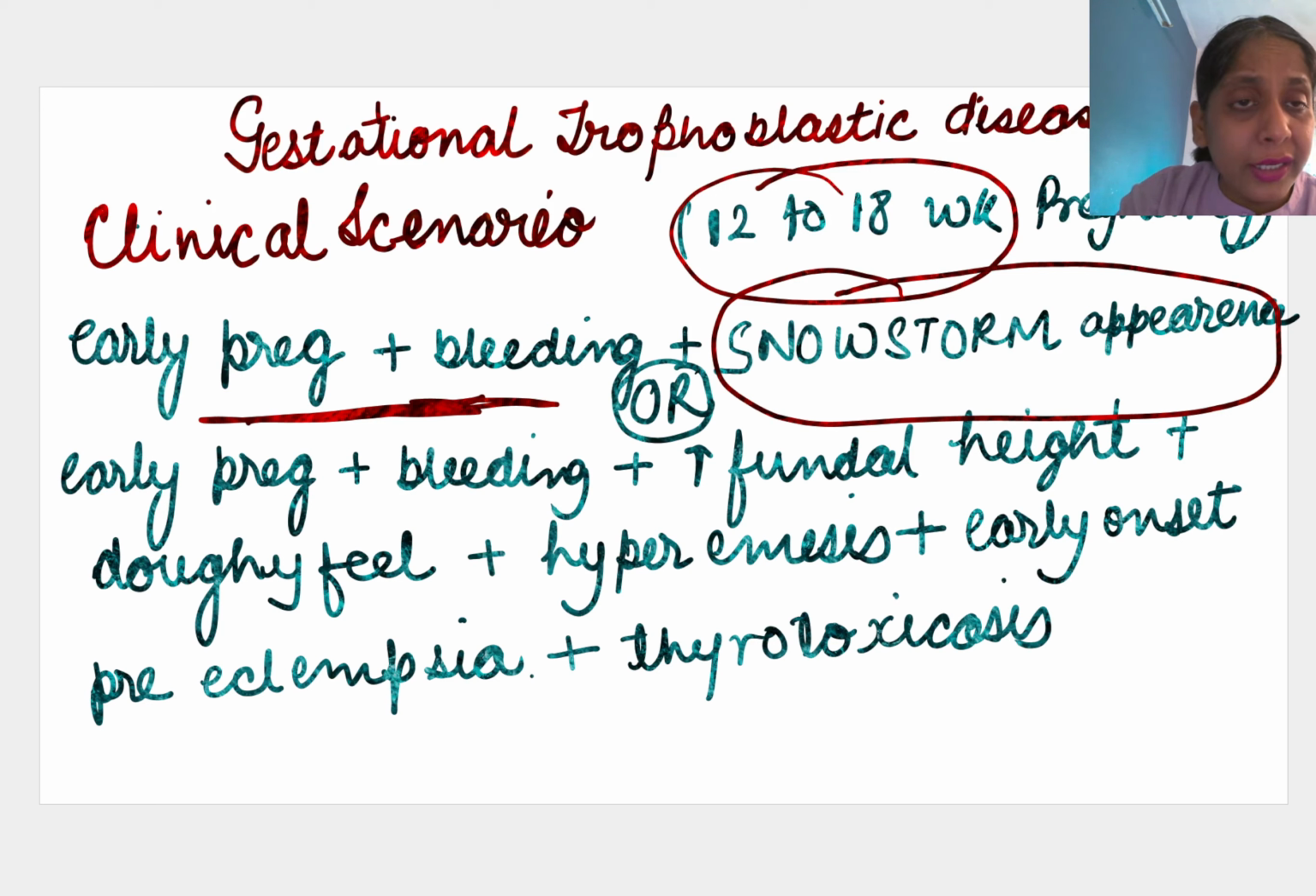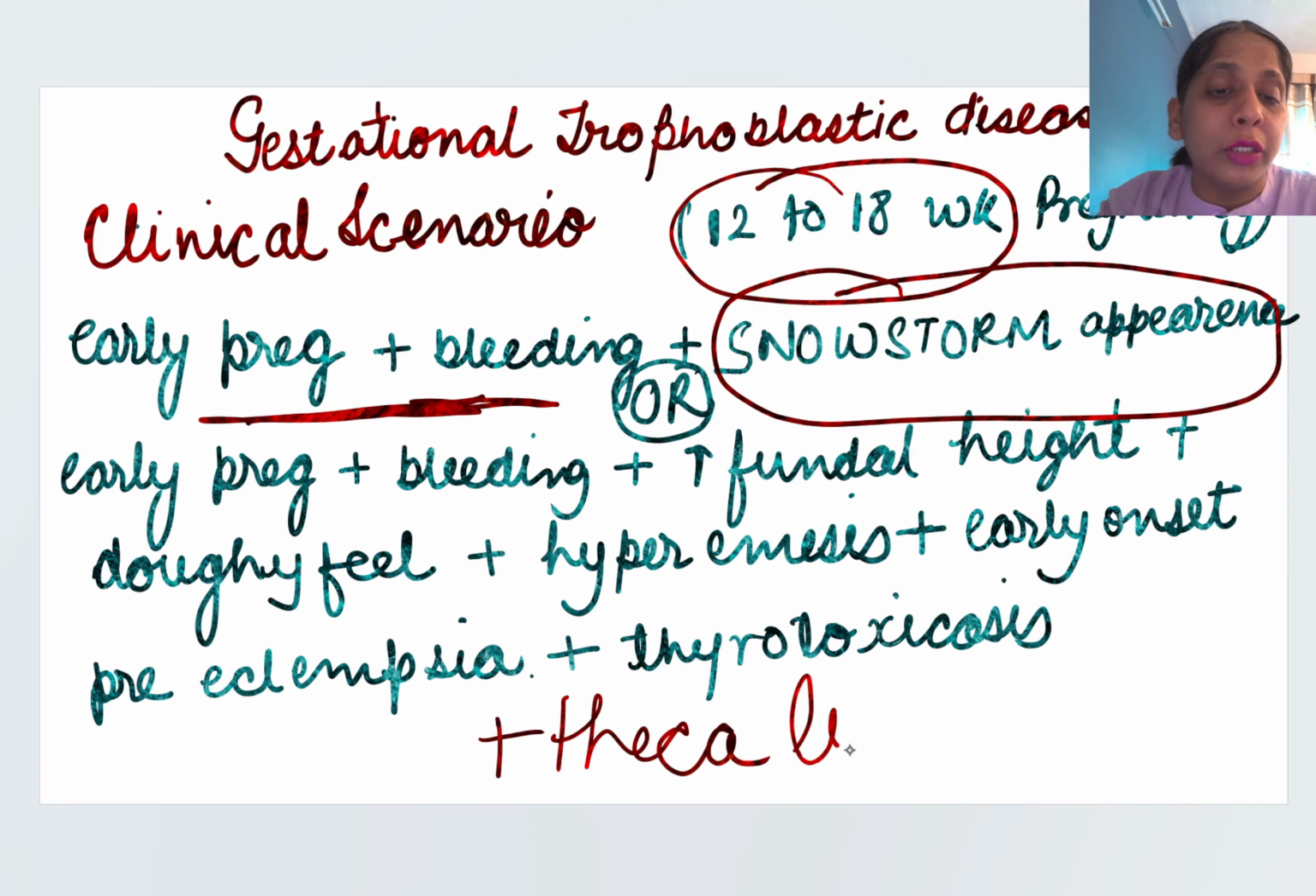And why is that? Because in molar pregnancies increased HCG is there, so they want you to know the basics: increased HCG means increased vomiting, and because HCG also stimulates TSH, it can cause thyrotoxicosis. Plus, sometimes on the ultrasound we also see theca lutein cysts, because HCG stimulates LH.